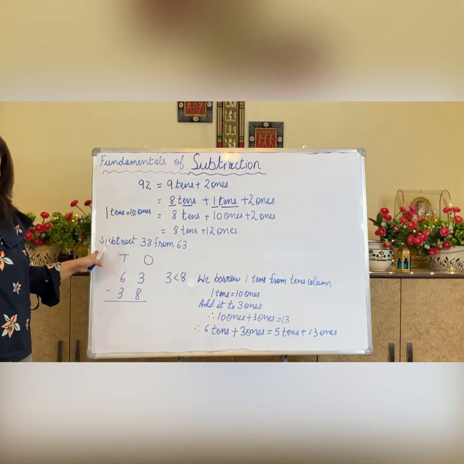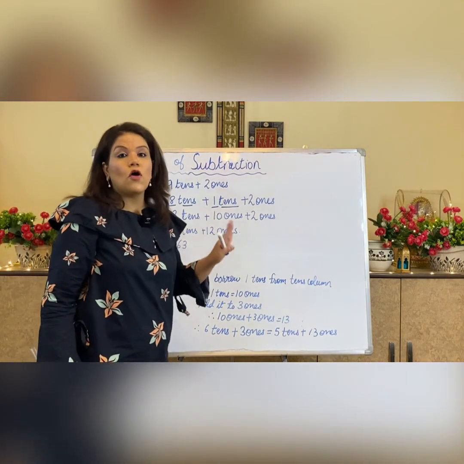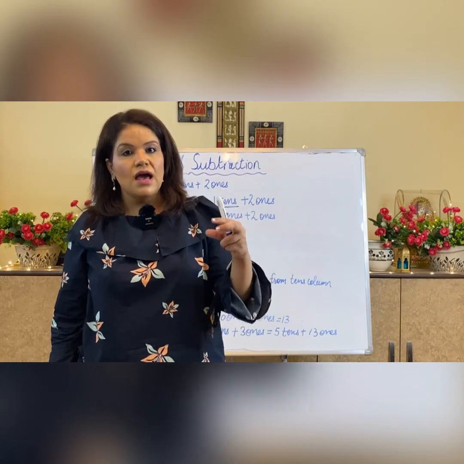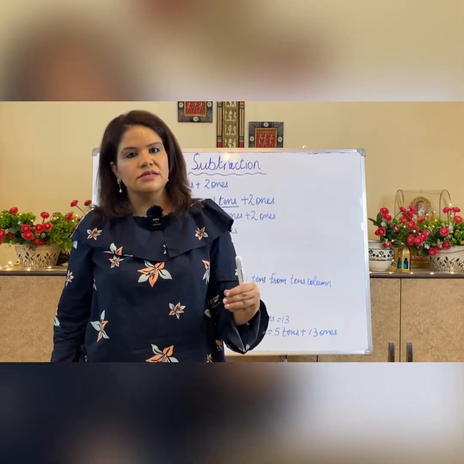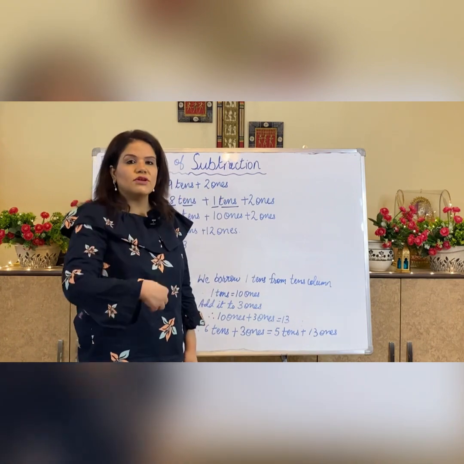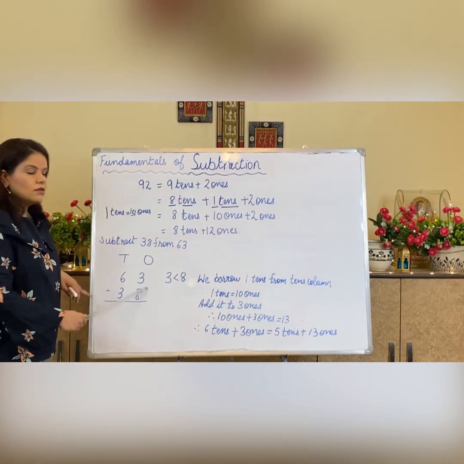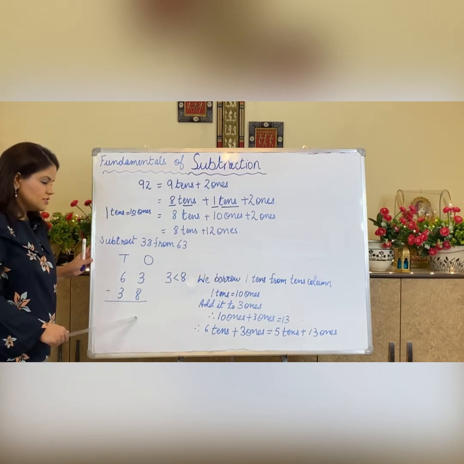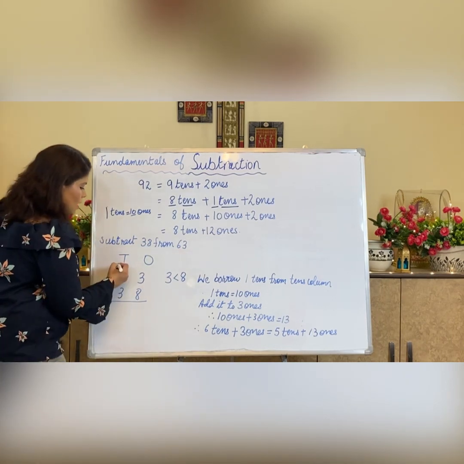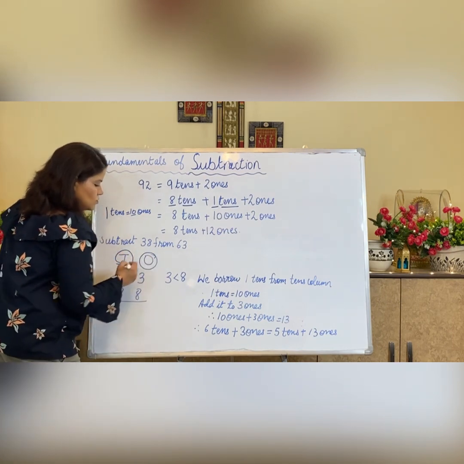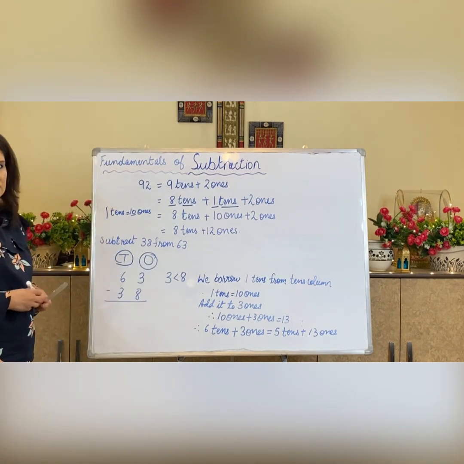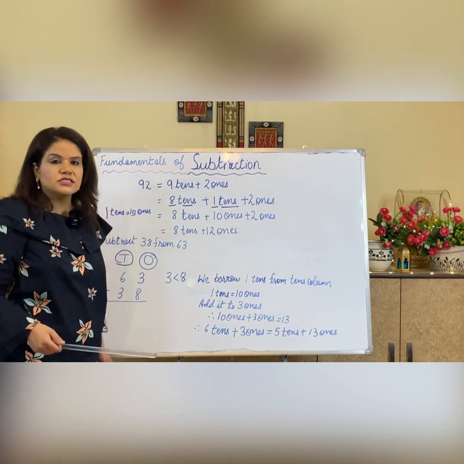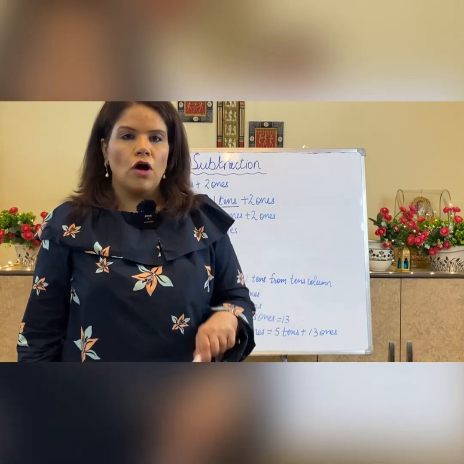Now I have this question. Subtract 38 from 63. From 63 means I have to take 63 as the bigger number and 38 as the smaller number. 63 will be coming in the first column and 38 will be coming in the second column. These are the values of tens, these are the values of ones. Now you can see that in ones 3 is less than 8. We can't subtract a bigger number from a smaller number.